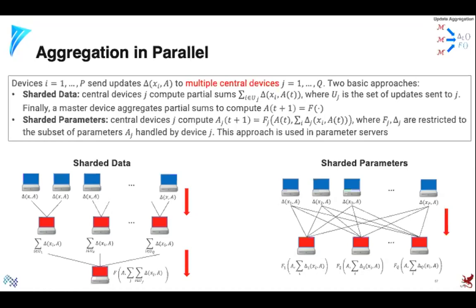Now, as an important note, you may have heard the terms data and model parallel if you've looked a little into parallel computing for ML. I want to note that sharded data and sharded parameters are not the same concept as data or model parallel. Here's an example to show you why. A parameter server is a data parallel update computation, but it's a sharded parameter update aggregation. What this is saying is that the word sharded refers to the parallelization strategy of the aggregating central devices computing F, and not the computing devices that compute delta. The delta is what data and model parallel refer to, and data shard or parameter shard refers to this aggregation function F.